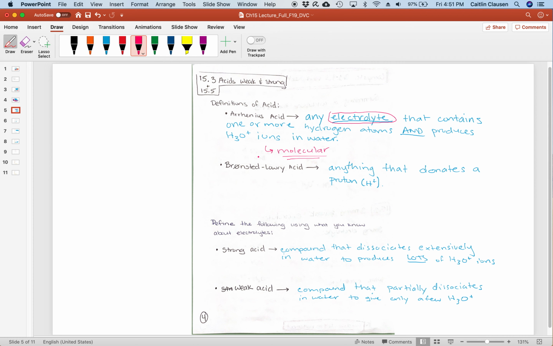There's a second definition of acids, considered an umbrella term, called a Bronsted-Lowry acid, which was just defined as anything that donates a proton. So an Arrhenius acid can be a Bronsted-Lowry acid. But a Bronsted-Lowry acid can't necessarily be an Arrhenius acid.